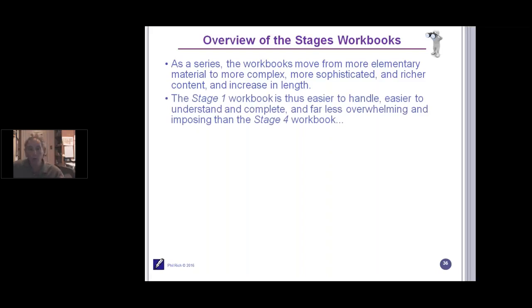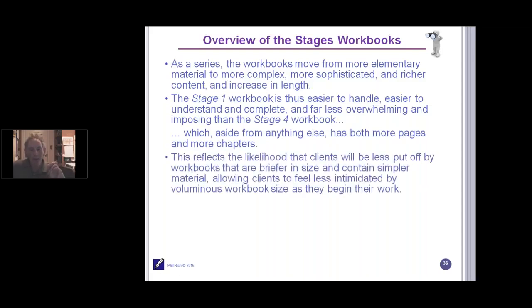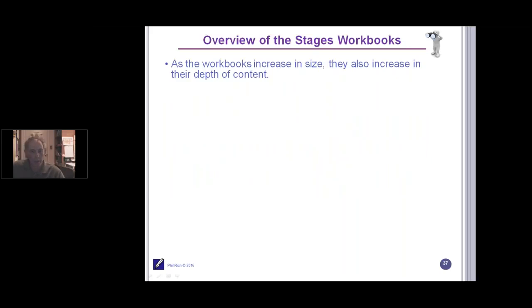So stage 1 workbook, it's smaller, it's easier to understand, it's easier to complete, and it's less overwhelming than using the stage 4 workbook. Jumping into the stage 4 workbook could be complicated for a kid who hasn't been in treatment. And as I said, it's longer, it's thicker, it's got more chapters. And that means that kids are less likely to be put off by thicker workbooks if they start with workbook 1, which contains simpler material. It's much more direct and easier to complete, and kids are less likely to feel intimidated or overwhelmed by the work if you're handing them a workbook this thick.